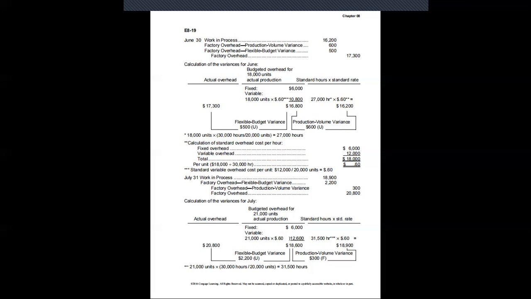Now we have the supporting computations for 21,000 units, the actual production, multiplied by 1.50. That gives us 31,500 hours that we consider as standard hours, multiplied by the standard rate of 0.60.